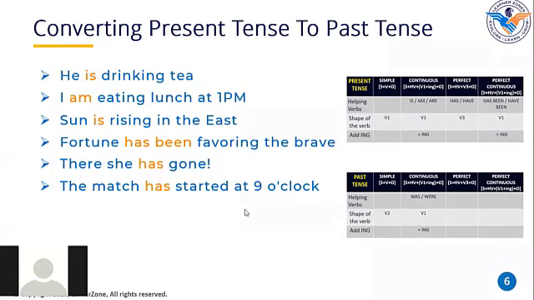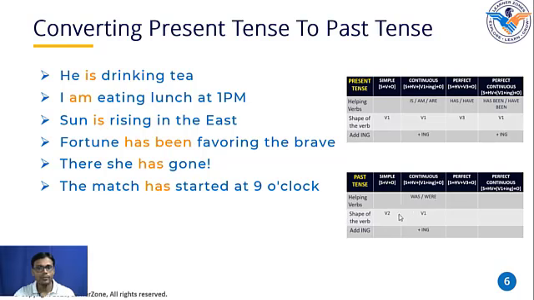The match were started at 9 o'clock. Okay, remember that table. I was, we were. You were, you were. He was, she was, it was. The pronoun of match is it. Correct? So we shouldn't use were here. We should use was. Okay? Okay, sir. Go ahead.